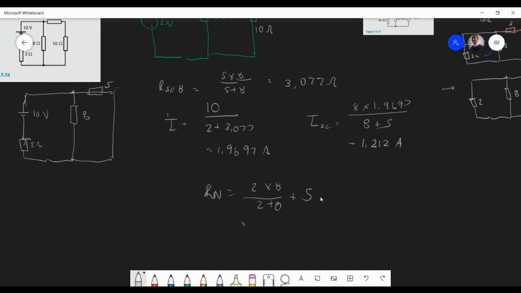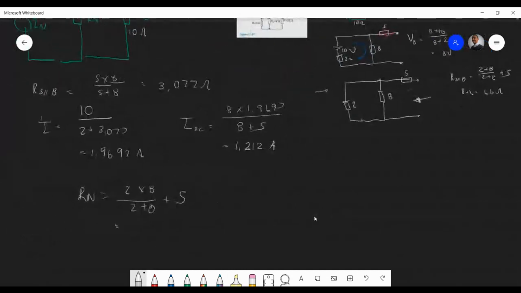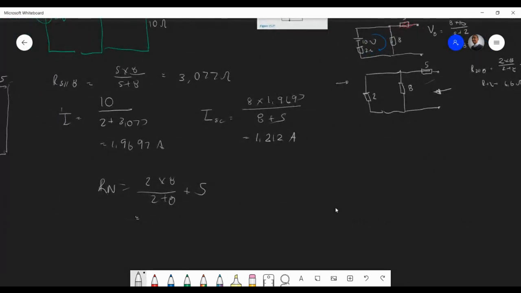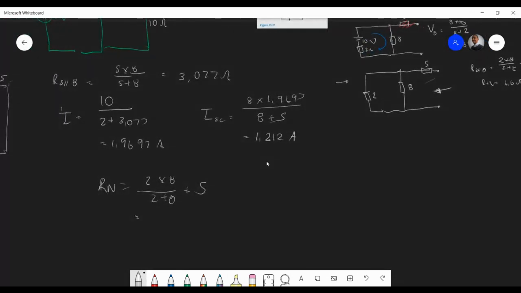It should be the total. It should be exactly the same as before. And it should be 1, is it 1.6? What is it? So 6.6, sorry, 2 times 8 over 2 plus 8, plus 5. 6.6, right?